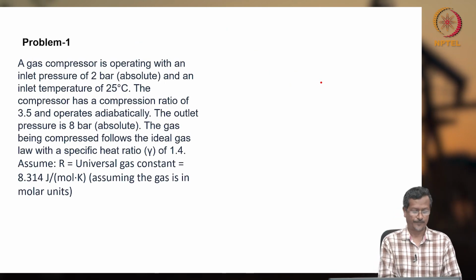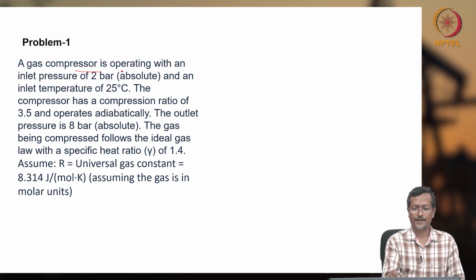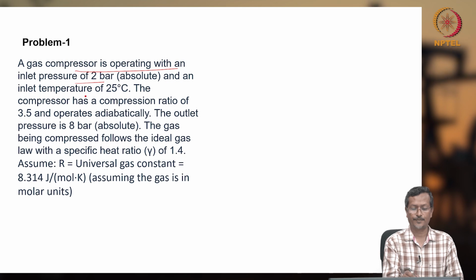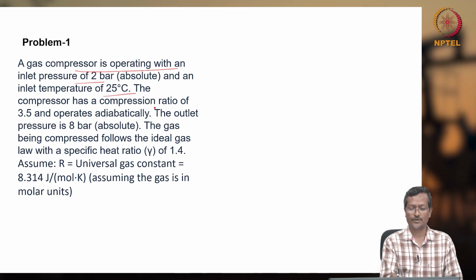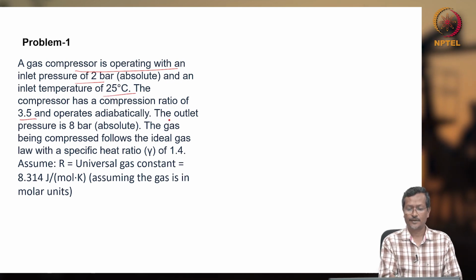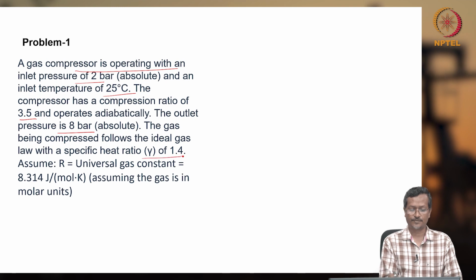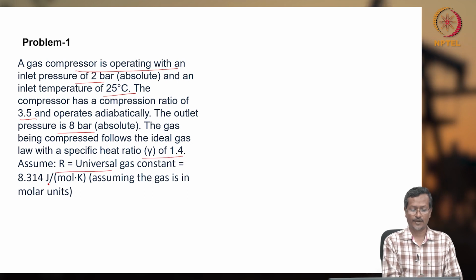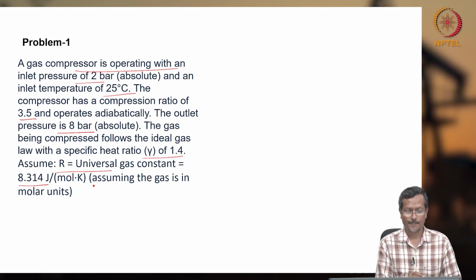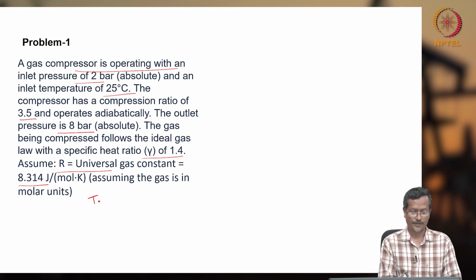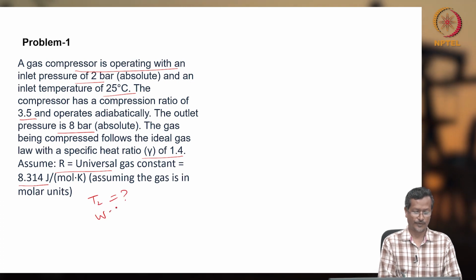Now we'll go to the problem. A gas compressor operating with an inlet pressure of 2 bar absolute and inlet temperature of 25 degrees centigrade. The compressor has compression ratio 3.5, the outlet pressure 8 bar. The gas is compressed using the ideal gas law, heat ratio is given, R value is given. Now you have to calculate different parameters, let's say T2 and W.